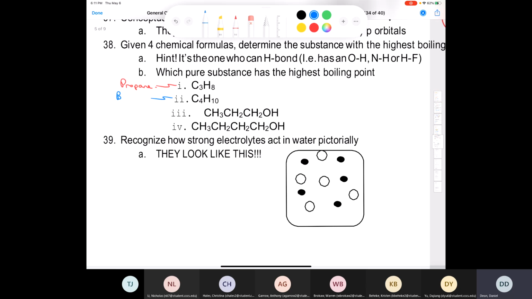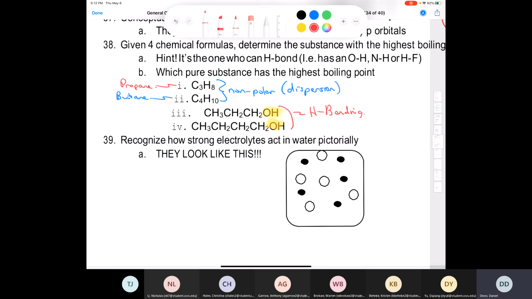The next one is butane, like the butane that's found in a butane lighter, which is also a hydrocarbon. So these are both nonpolar. They're only going to experience dispersion forces, nothing else. This one and this one both have a capability of hydrogen bonding. So we'll put here, these ones have the capability of hydrogen bonding.